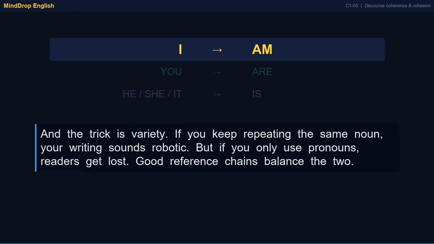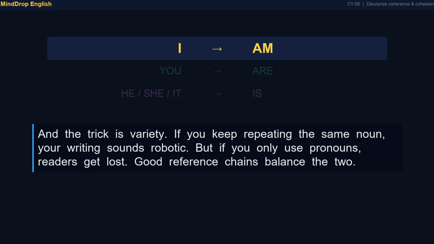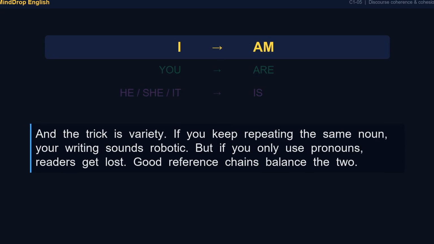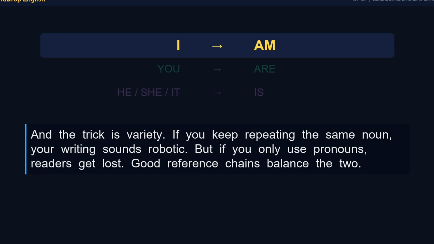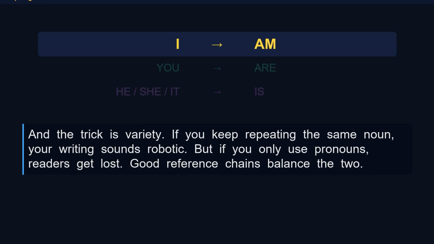And the trick is variety. If you keep repeating the same noun, your writing sounds robotic. But if you only use pronouns, readers get lost. Good reference chains balance the two.